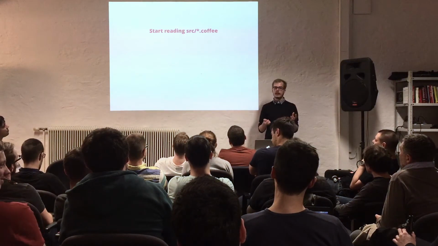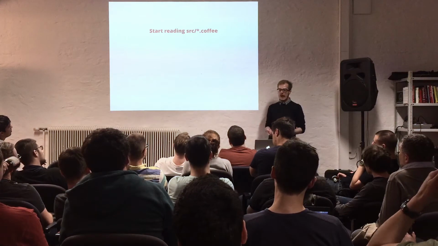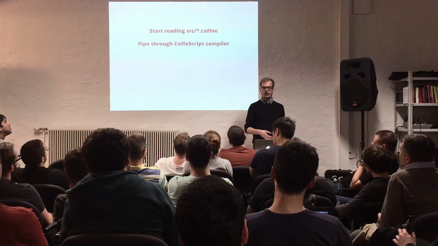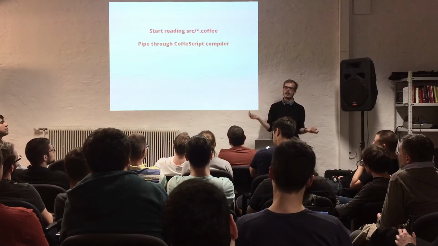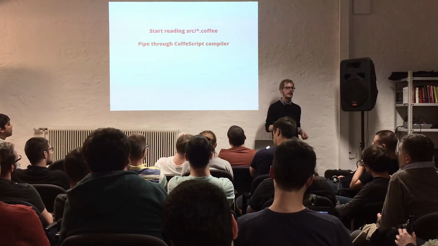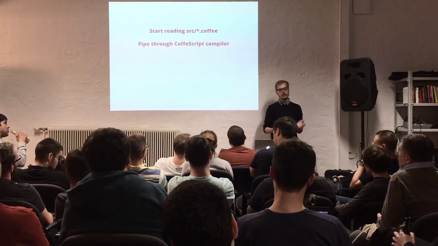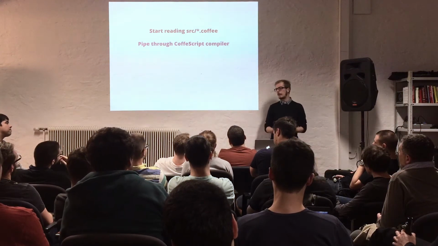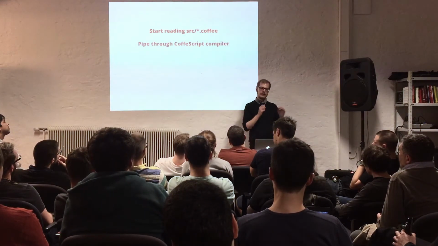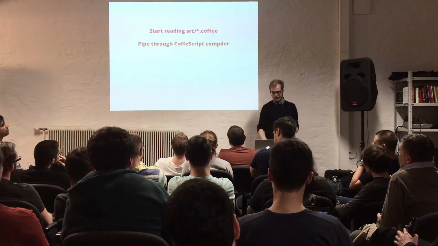Basically, we start reading all .coffee files. And when one file is read, it is piped through the CoffeeScript compiler. The pipe in Gulp.js is like the pipe character when you run Unix commands and you concatenate multiple commands into one big command. You use the pipe character to do that, and the pipe function in Gulp.js does basically the same. It takes the output from one function and gives it as input to another function.